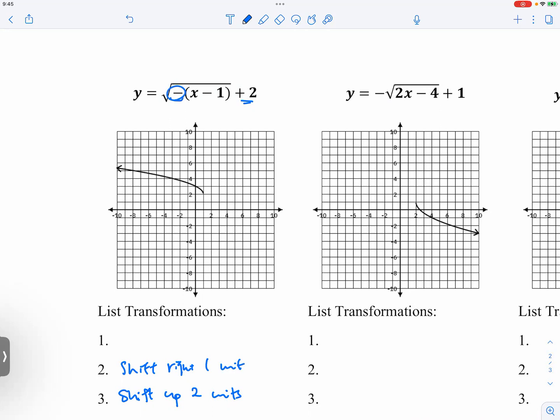What does this negative mean? This is the b value that's being negative. That means it is a reflection over the y-axis. So that's why it moves to the left.